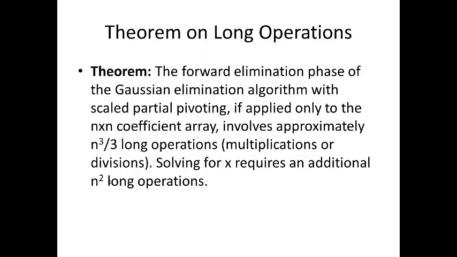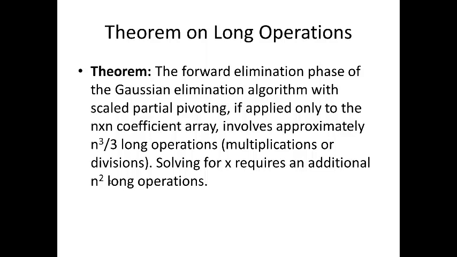An intuitive way to think of this result is that the Gaussian elimination algorithm involves a triply nested loop, which we saw in the pseudocode. So, an n cubed algorithmic structure is driving the elimination process, and the work is heavily influenced by the cube of the number of equations and unknowns.